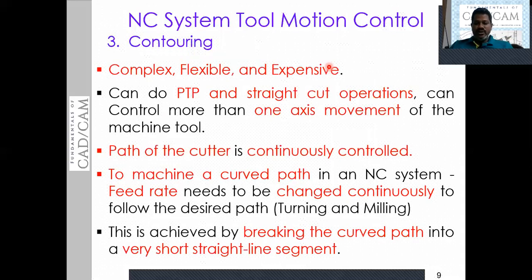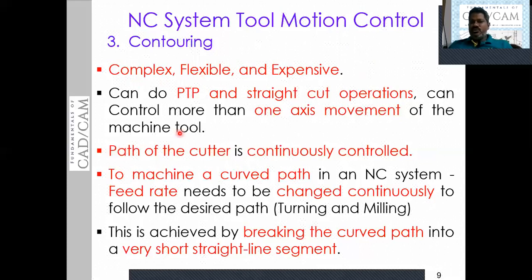When it comes to contouring, it is a complex, flexible, and expensive type of tool motion control, because the point-to-point tool motion control as well as the straight cut control have drawbacks. In both cases, we cannot move the tool in a curved path. So to overcome those drawbacks, in the case of PTP or straight cut, they are addressed in the contouring system. Contouring tool motion control system. This is complex, flexible, and expensive.